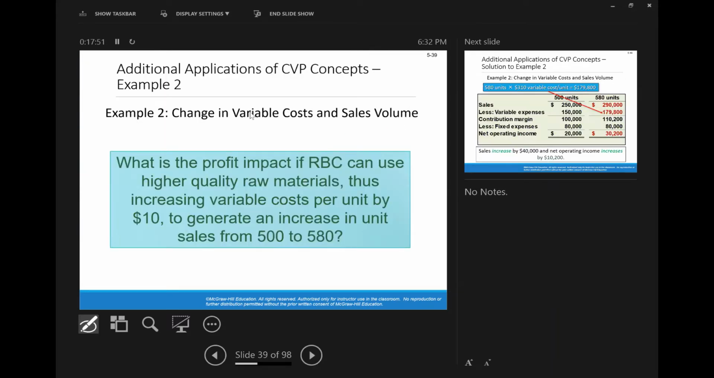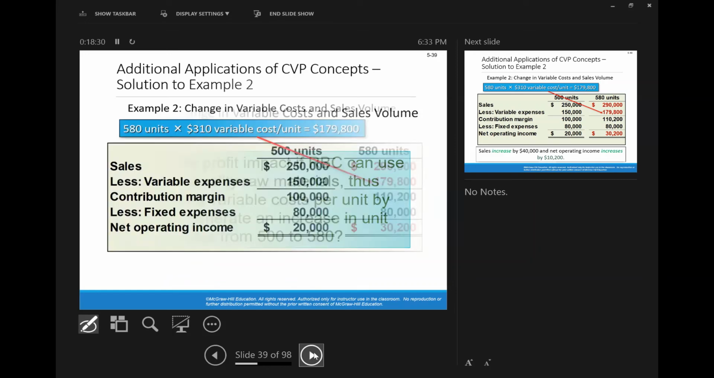Okay, so example number 2. What is the profit impact if RBC can use higher quality raw materials, thus increasing variable costs per unit by $10 to generate an increase in unit from 500 to 580? Okay, so now we're gonna increase by 80, but our contribution margin goes down. Oh, it's right here. Our contribution margin goes down. So remember, our contribution margin was 200. So now it's gonna be 190. Okay, but let's look at it broken out the long way first.